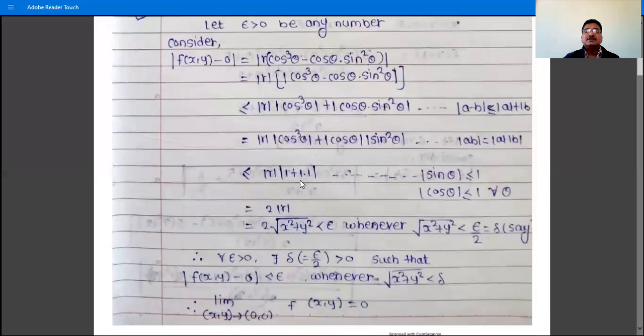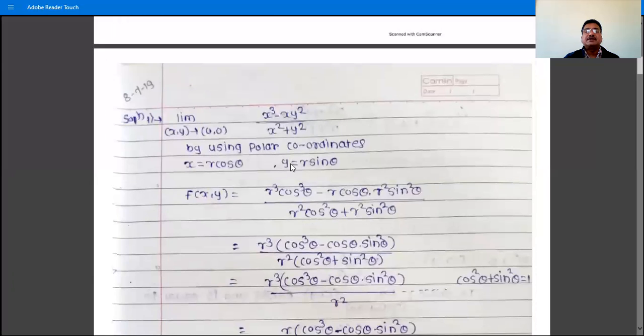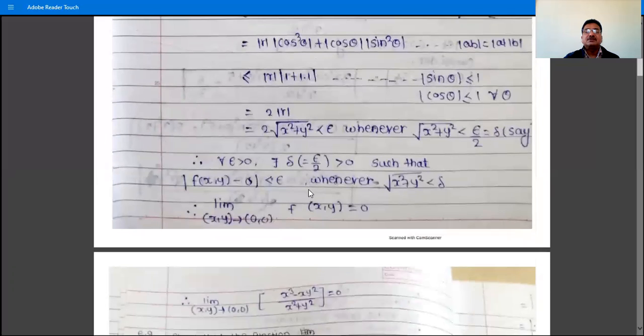Okay. And then this is 1 plus 1 is 2. So 2 mod r, and what is r? r is root x square plus y square. R square is x square plus y square, that's why r is root x square plus y square. And this is less than epsilon whenever we set these two. So ε/2: root x square plus y square is less than ε/2, which is equal to delta.